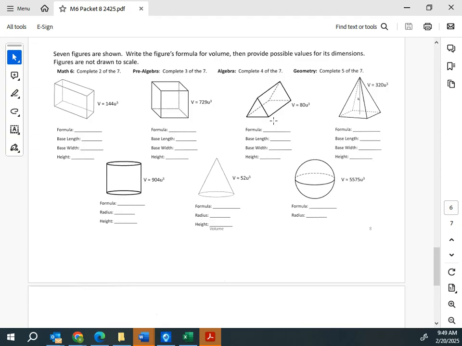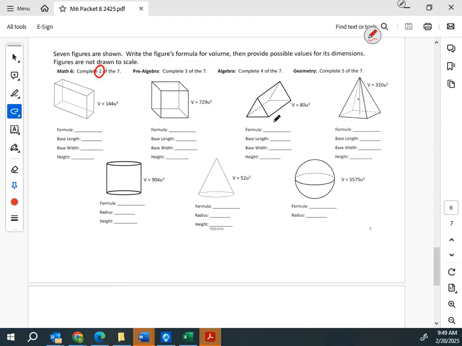First thing we need to know is the formula to find the volume of these shapes. So you're going to want to write these formulas in. You're going to need to do 2 of these volumes. You can choose which 2 you want to do. I'm telling you right now, I think these first ones are the easiest ones.